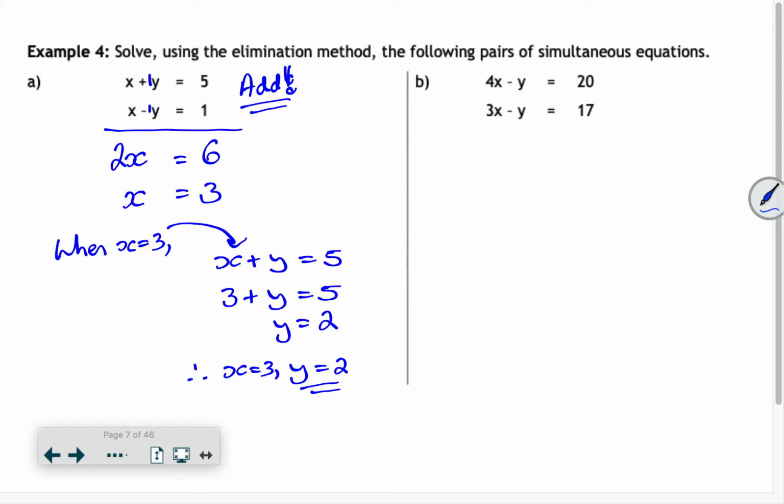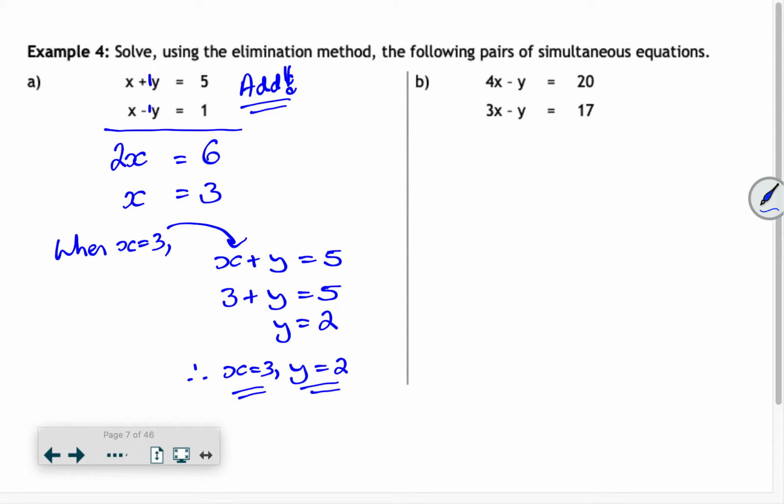Remember, equations, when you solve them, they're always self-checking. So you can always check that you've got the right solution here by substituting your answers into the equations. So if x is 3 and y is 2, the first equation was x plus y is 5. Well, 3 plus 2 is 5. The second equation was x minus y is equal to 1. So 3 minus 2 equals 1.